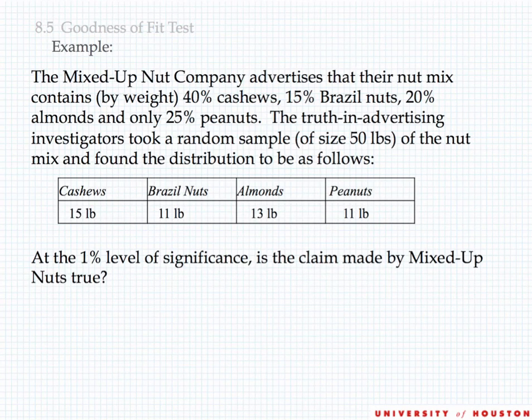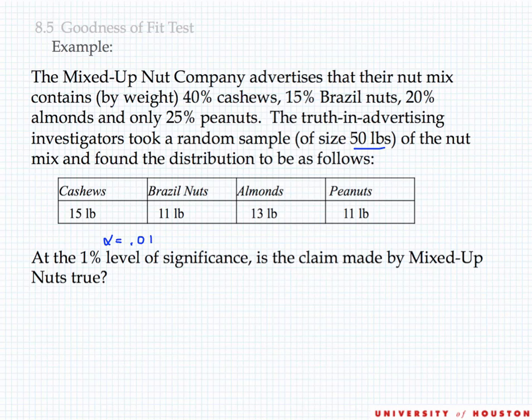Let's look at an example. The Mixed Up Nut Company advertises that their nuts contain by weight 40% cashews, 15% Brazil nuts, 20% almonds, and 25% peanuts. Truth in Advertising investigators took a random sample, a size of 50 pounds, of the nut mix and found the following distributions. We want to test at the 1% significance level if this claim is true.